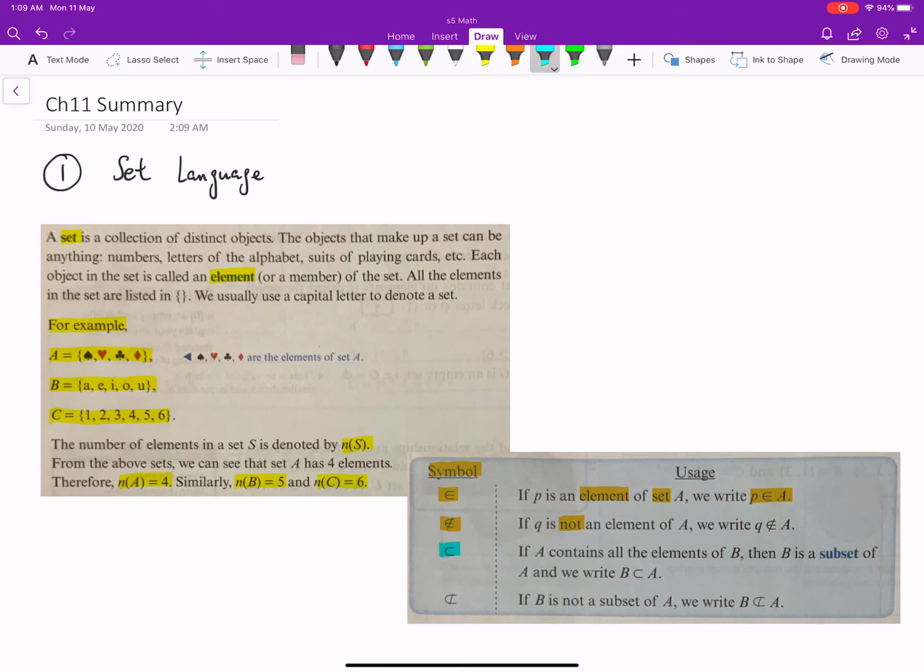And this is the third one about the subset, means a set is totally inside another set, so you will get the subset. And if this B is totally inside A, then you have B inside A. We use this notation. And this is the opposite side, which is not a subset.